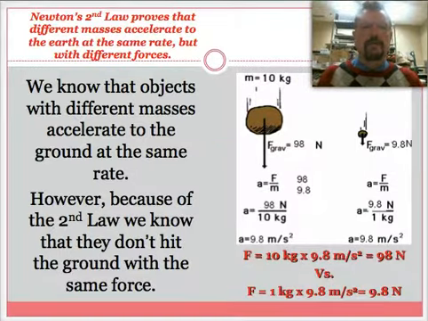Newton's second law proves that different masses accelerate toward the Earth at the same rate, but with different forces. You'll notice that both the 10 kilogram object and the 1 kilogram object accelerate at 9.8 meters per second squared. The difference is that the force with which they hit the ground is different. Force is equal to 98 newtons for the heavier object and 9.8 newtons for the lighter object.